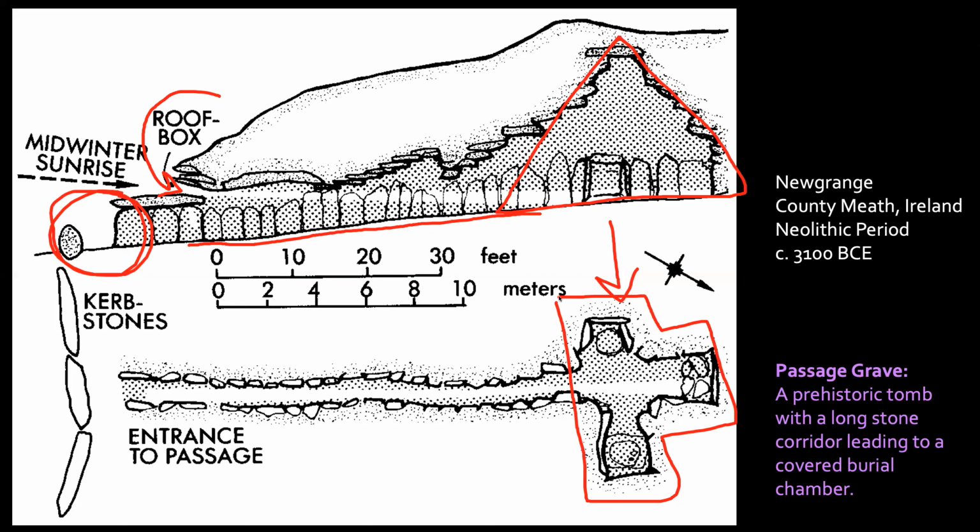But importantly, this was not a burial chamber for just anybody. Remember, going back to the beginning of this video, this was a society structured under a strict social hierarchy with priest kings. Newgrange was the communal grave for the priest kings. So you had to be a ruler, an elite in this society to have your remains placed within Newgrange.